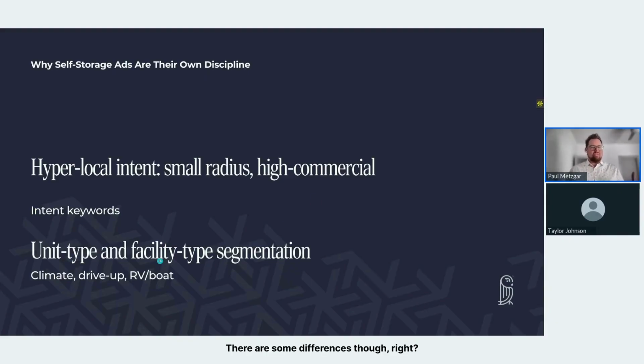There are some differences though, right? The different type of facility you have, the different units that you may have that appeal to different tenants. So we want to make sure that your ads are going to align with what you have available, whether that's a climate controlled unit, a drive-up unit, perhaps an indoor unit for a vehicle that has power, all different sorts of types of units that need to be marketed a specific way.